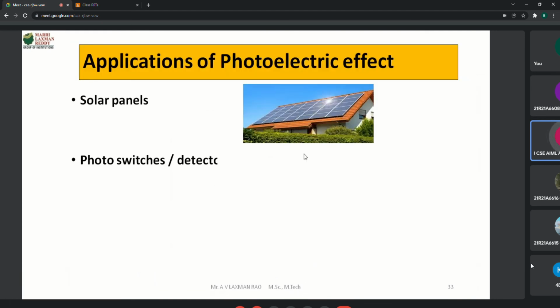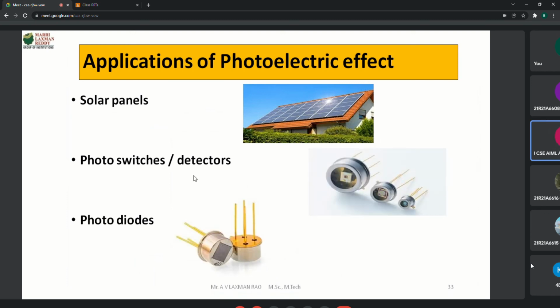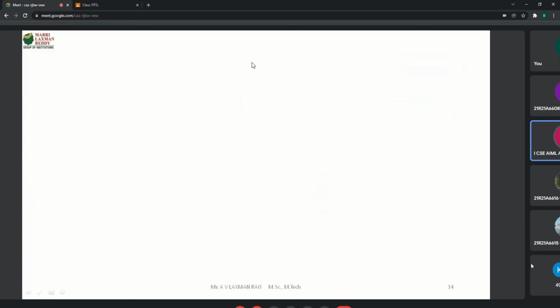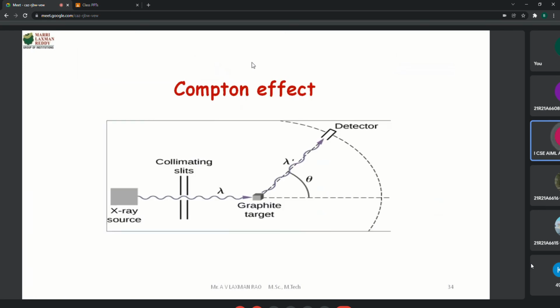And what is the advantage with this photoelectric effect? Light energy is converted into electricity. By knowing this only, solar panels were developed. Light energy is taken as input, and we are able to generate the output as electricity. Photo switches and detectors are the best examples. Those devices which are operated by light as input come under the photoelectric effect only, since photo is the input. Okay, that is about the photoelectric effect.